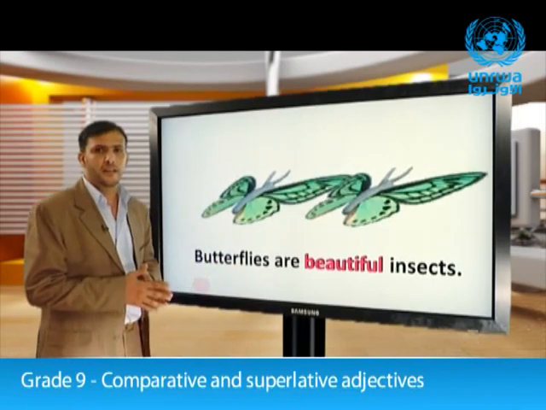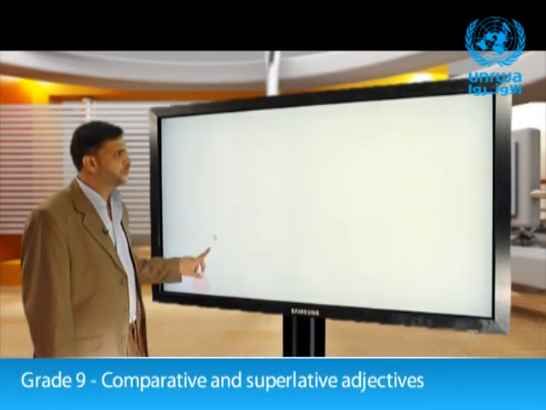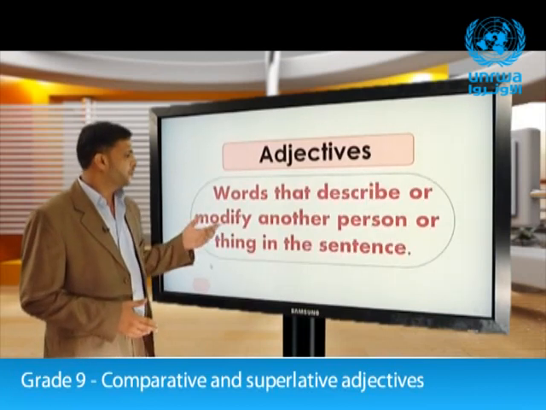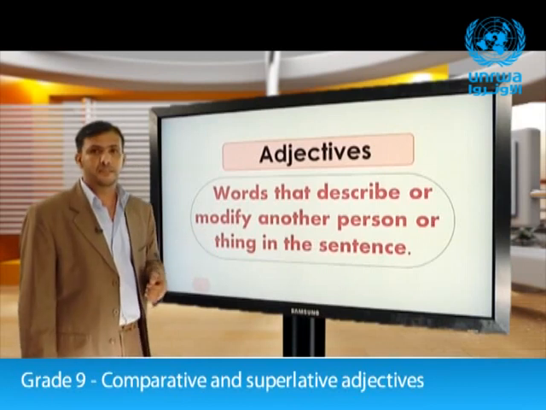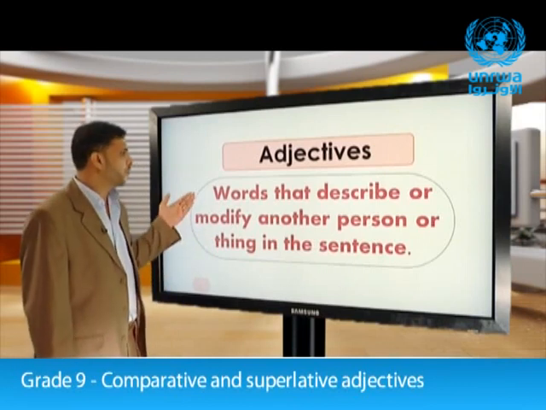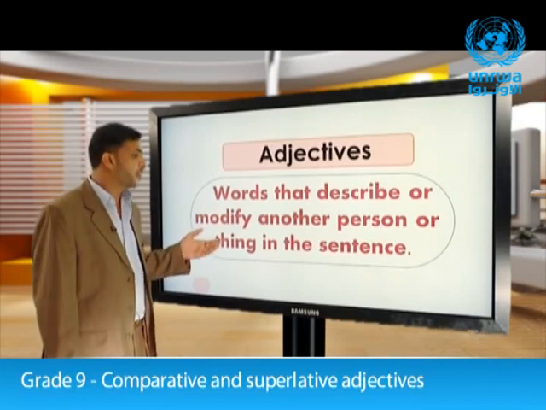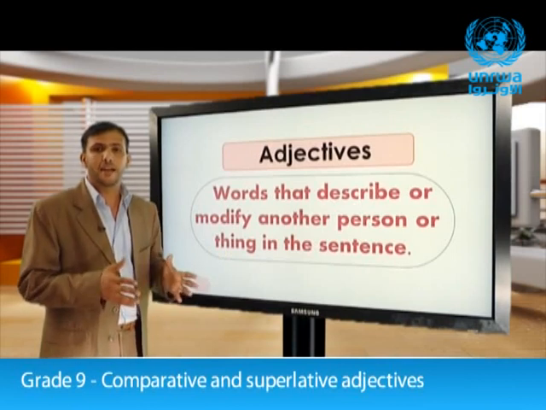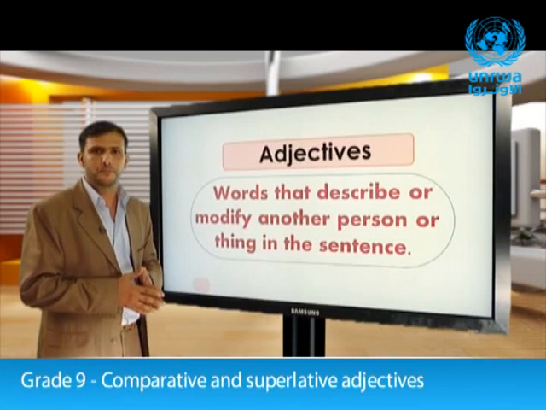What are adjectives? Let's see. Adjectives are words that describe or modify another person or thing in the sentence. Again, adjectives are words that describe or modify another person or thing in the sentence.